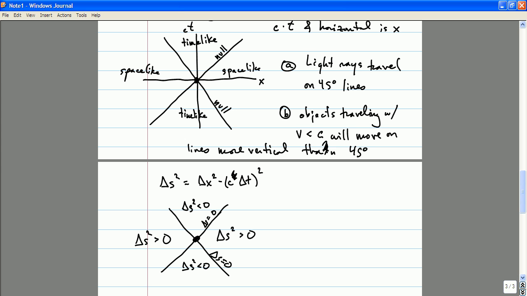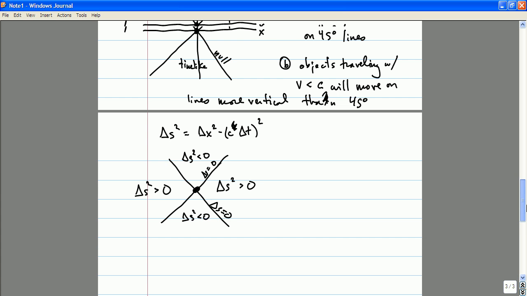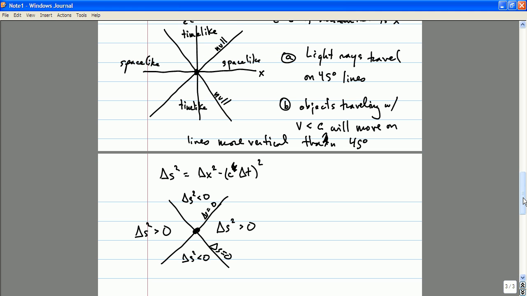Yes. So is time imaginary? We'll get to that. Okay. Any other questions? Yes. Is there a difference between the uppermost and lowermost? Yes, that is what I'm going to be discussing now.